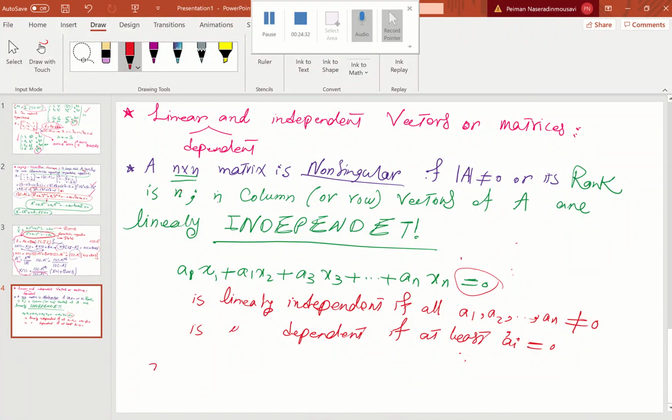Suppose that x1 is this vector, guys: 1, 2, 3. And x2 is 1, 0, minus 1. That's right. And x3 is this vector: 2, 2, and 4.